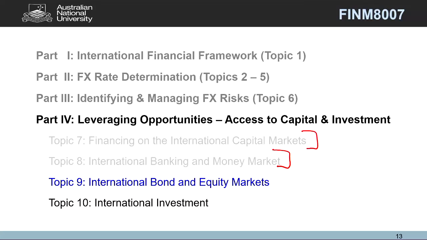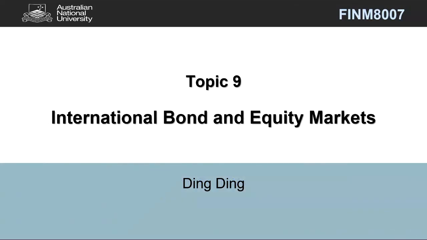So topic 7, we have laid the groundwork for how to access international opportunities in terms of lowering the cost of capital, right? And so we went on to international banking. With international banking, because of less regulations, you can potentially get a lower cost of financing, and corporations love that. And then let's see how we can do that with international bond and equity markets.